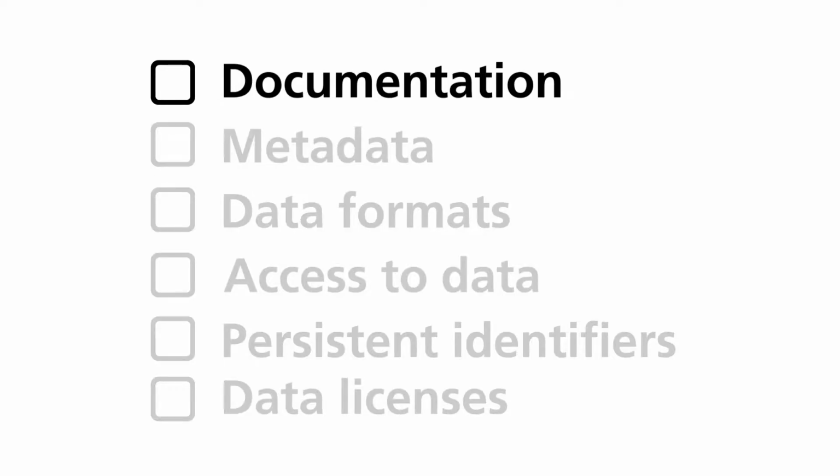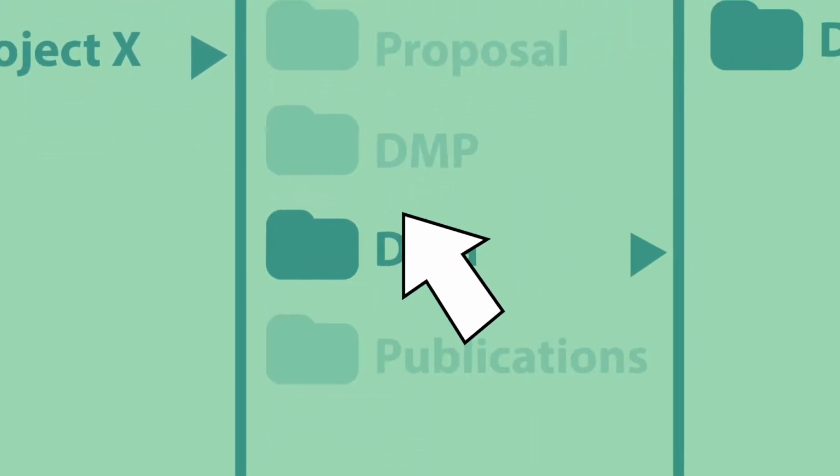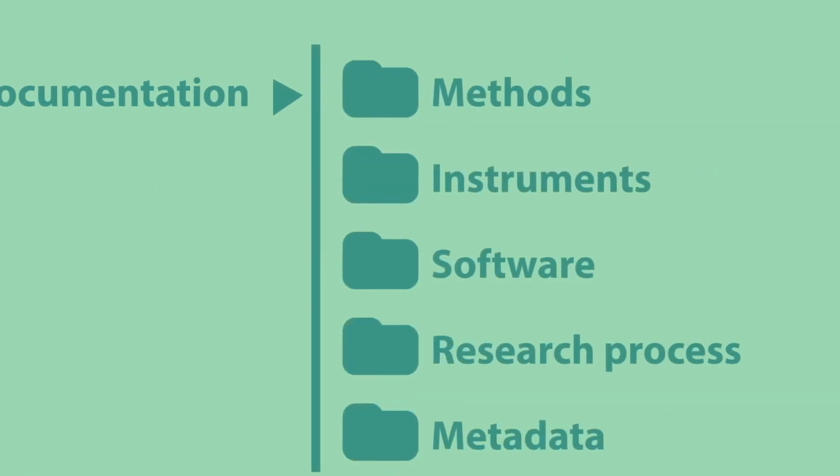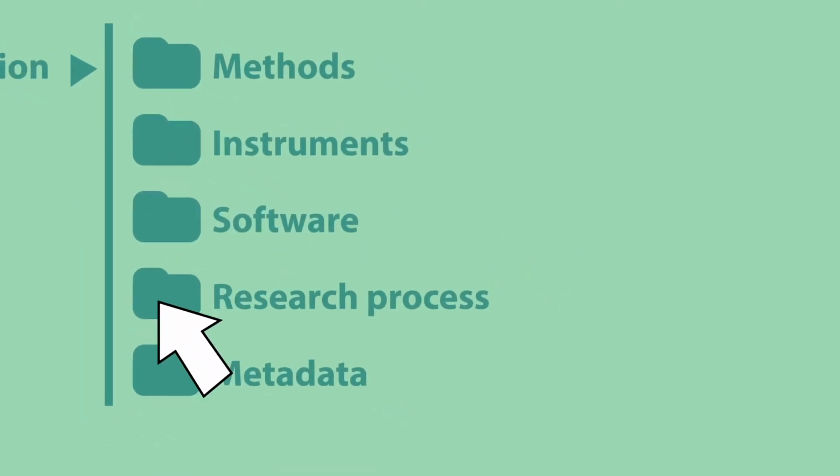Here are a few tips on how to document your research data. At the very beginning of the project, agree with your colleagues and collaborators on a common strategy for structuring and documenting the data. Document all the details on how the data were collected or generated, for example on methods, instruments and software. Document the entire research process.